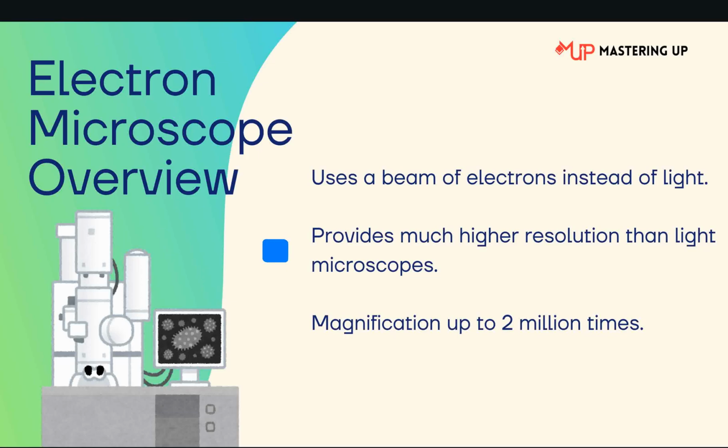However, they require the specimen to be prepared in a vacuum, so living cells cannot be observed directly under electron microscopes. They have to undergo preparation and a series of processes before being observed under an electron microscope. There are two types of electron microscopes, the scanning electron microscope and the transmission electron microscope. Each offers unique ways to view specimens.